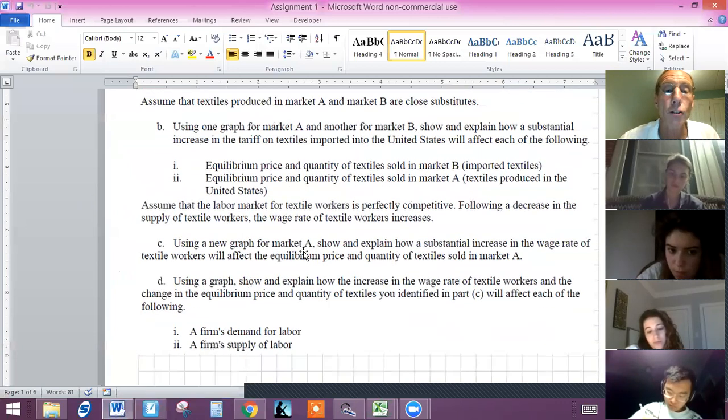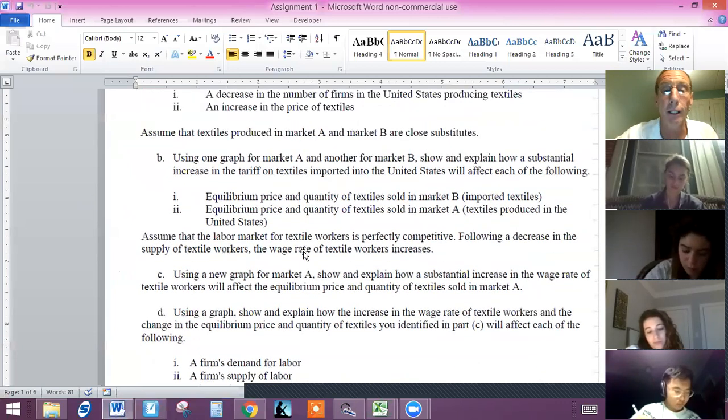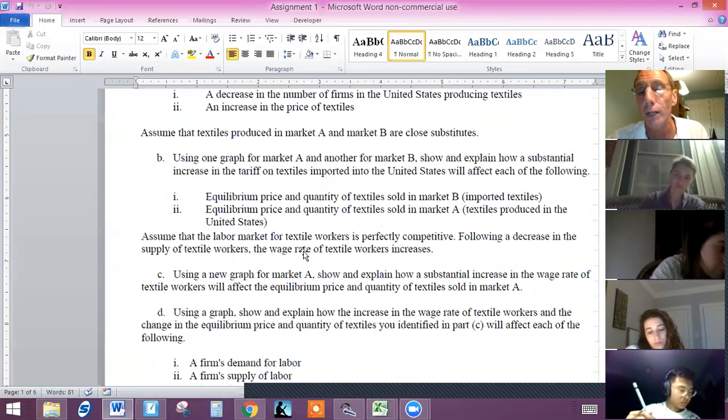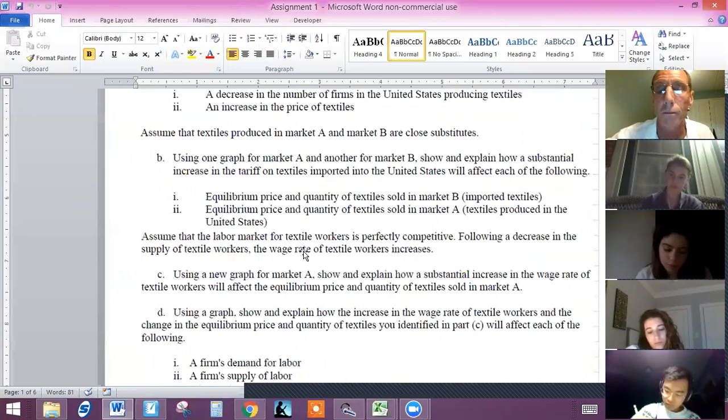Now, the last two parts of this are the labor market, which is a whole other thing. The labor market, we're also saying, is perfectly competitive. And you'll read a lot and see a lot of videos explaining what that means, but right now, let's just not worry about that. It's just a market, okay? A perfectly competitive market. And there's going to be a decrease in the supply of textile workers, so the wage of textile workers goes up, okay?